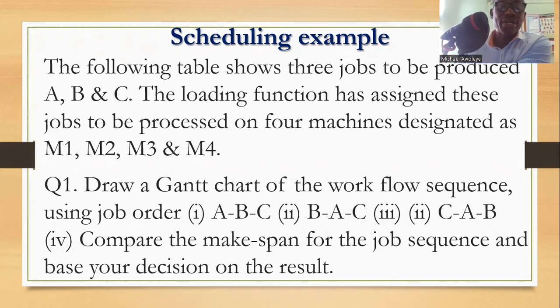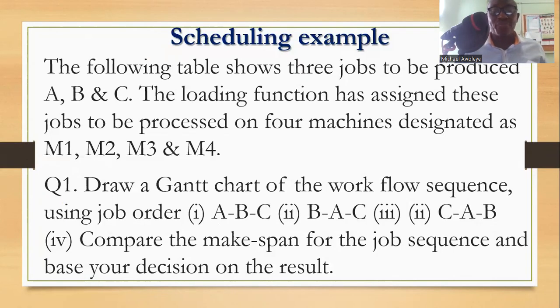Question number 1. You are requested to draw a Gantt chart, not a flow chart. A Gantt chart will move from left to right to depict the flow of jobs. We're going to see that as we go in this video. Using job order number 1, A, B, C. The other one is using job order B, A, C. The third order is using job order C, A, B. But in this video, I'm only going to demonstrate the order ABC.